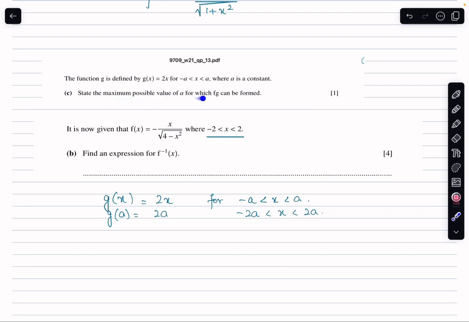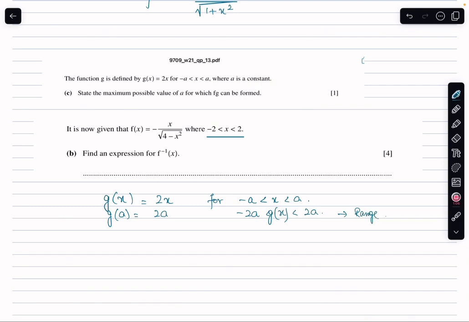So if I need to have the composite function fg, I know that the range of g should be within the domain of f. That means for g(x) = 2x and the domain from negative a till a, my range value, by substituting, shall be negative 2a less than g(x) less than 2a. So this is going to be the range value for the function g here.